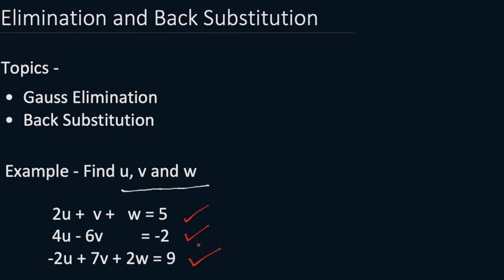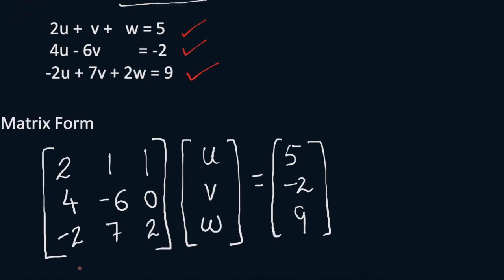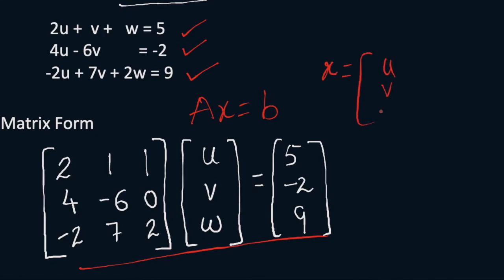Now we can write this in the matrix form. We know that the matrix form is Ax equals b. So here our x vector is nothing but u, v and w. Our A matrix is the coefficients of u, v and w, and the right hand side represents b.